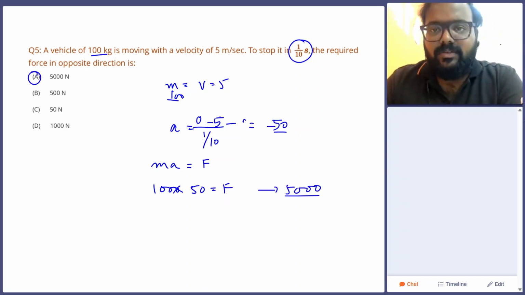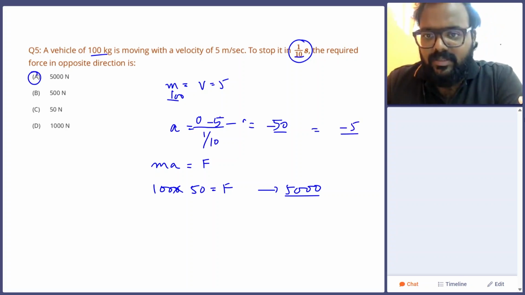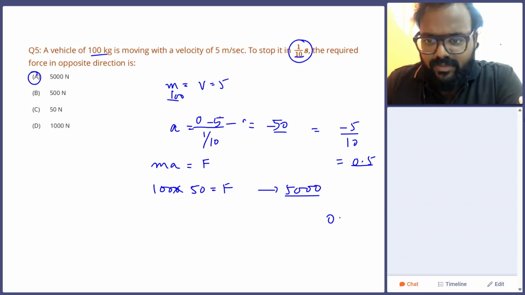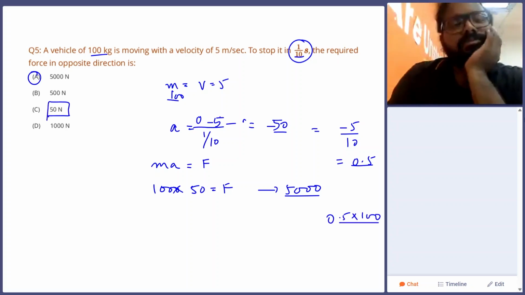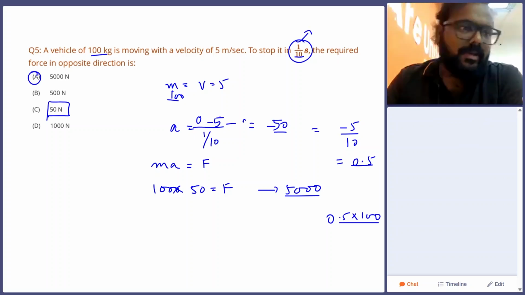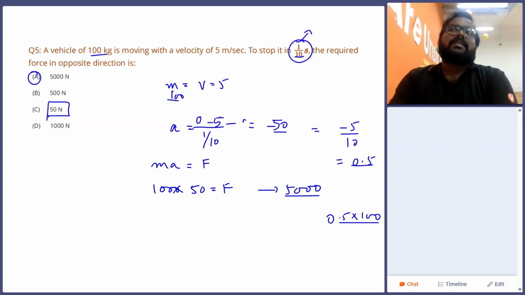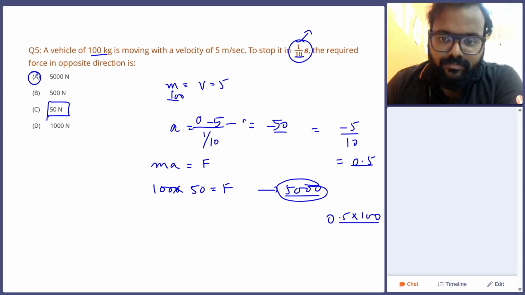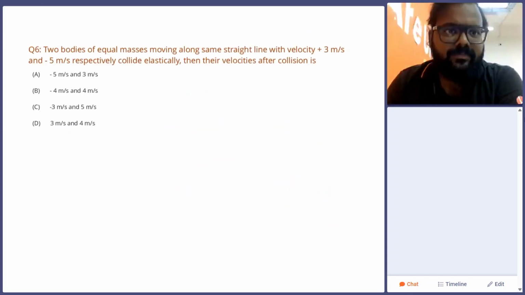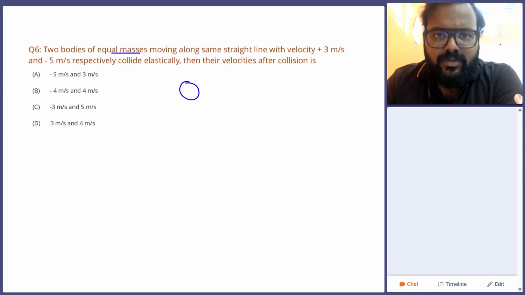One mistake that students might make is to take the time as 10 seconds. What will happen then? Minus 5 by 10 gives 0.5, and then 0.5 times 100 would give 50 newtons, and this is also there in the options. So be very careful. This time is 1 by 10th of a second. It needs to be stopped in a much lesser time, not 10 seconds. It's 100 times, right? That's the reason we need more force comparatively.